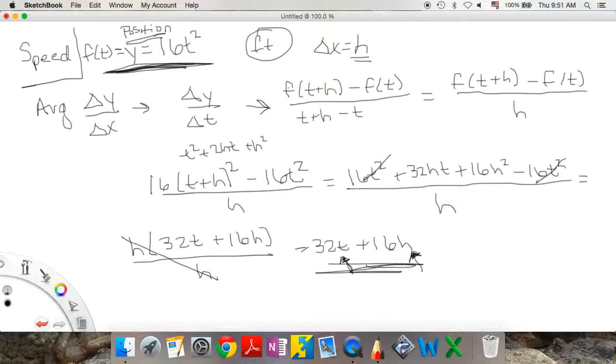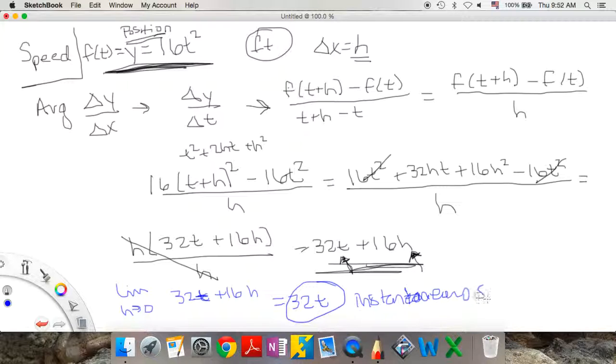So if we want our instantaneous speed, we would take the limit as h goes to 0 of 32t plus 16h, because remember, basically with the tangent line, all you're doing is taking the slope of the secant and taking the limit as the space between the 2 points goes to 0. So we took our secant slope and we simplified it down to this. So for our tangent, or our instantaneous speed, we would have this, which would give us 32t. So this is our instantaneous speed.